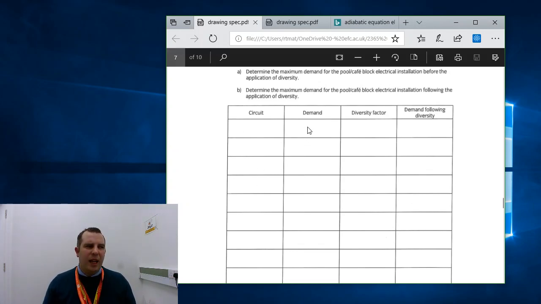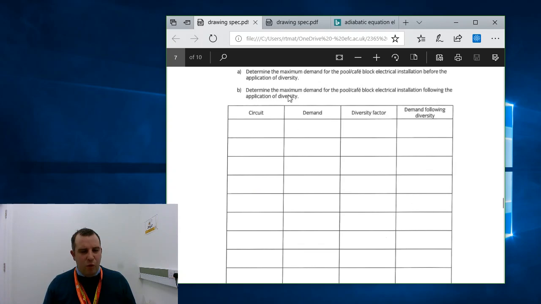Now you could pick out the individual design and actual demand of each of the circuits, but you can use breaker sizes at this point in time. I don't think this is really the key thing we're looking at. The main thing is whether we can apply diversity at this point. So do think about how you can look at the demand. You can either choose the actual demand, but most of the time we're talking about breaker sizes.